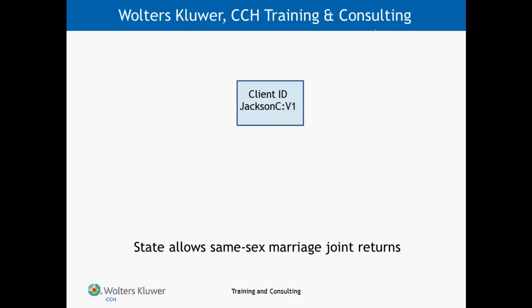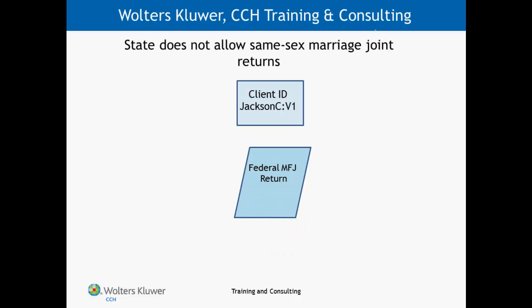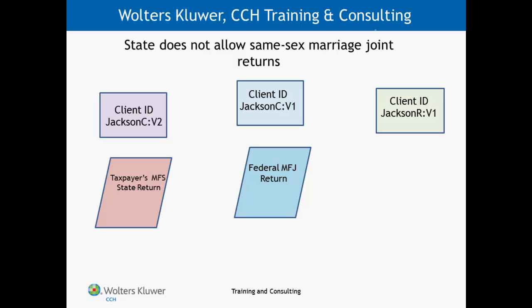tax return for a same-sex couple and the couple files in a state that allows same-sex marriage couples to file a joint state return. CCH Axcess Tax will produce the federal married filing joint return along with the state married filing joint return. However, when the filing state doesn't allow parties to a same-sex marriage to file a state married filing joint return, you need to split the federal return into two additional returns for state filing purposes: a taxpayer married filing separate state return and a spouse married filing separate state return.